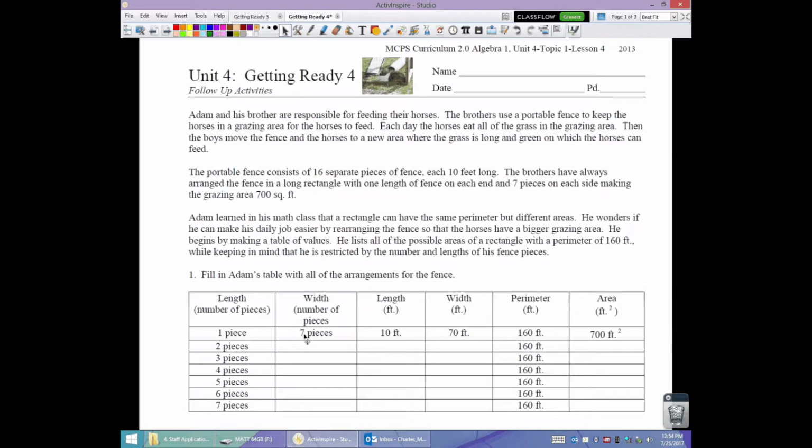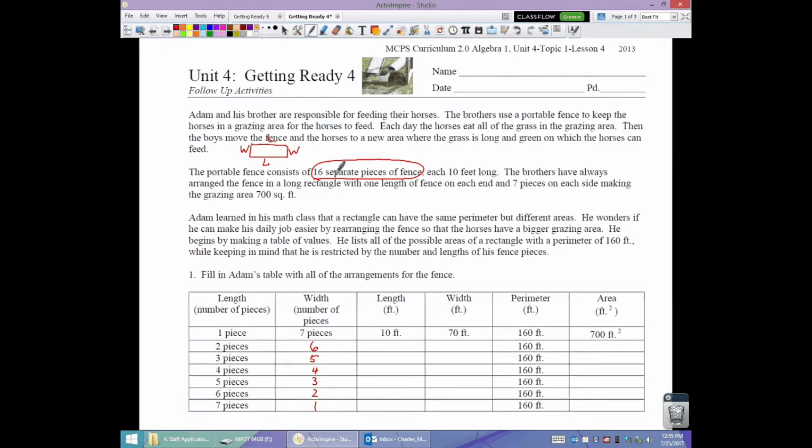6 pieces for width. If I use 3 pieces for length, that would leave me 5, 4, 3, 2, and 1. Okay. So the reason that the length plus the width has to add up to 8 is because we have 16 total pieces of fence. So that means when we break it into a rectangle, we have 2 lengths and 2 widths. So if I looked at just 1 length and 1 width, it would have to be half of that 16.